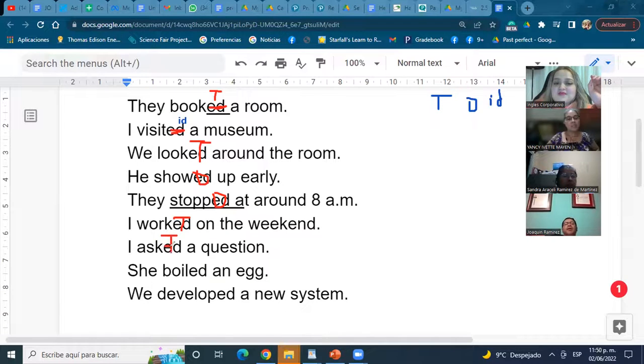Boil. What's the last sound of boil? L. It's going to be D, because it does have vibration. Boil. Develop. No vibration. Develop.